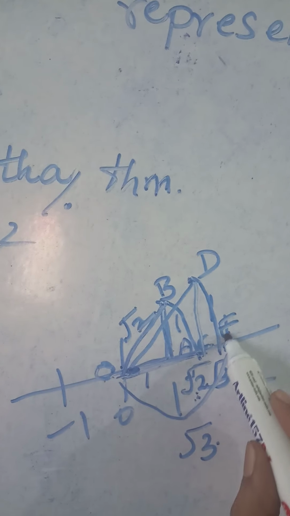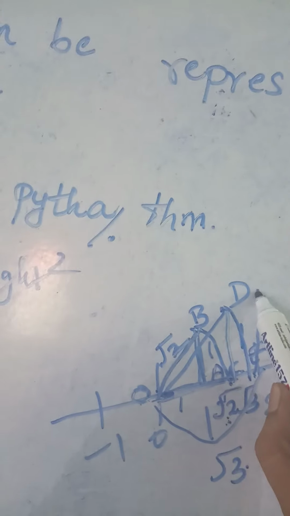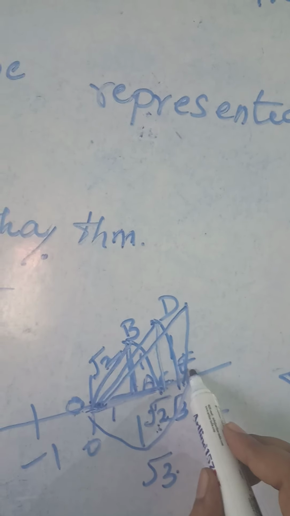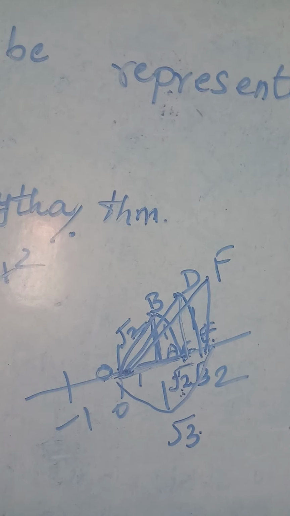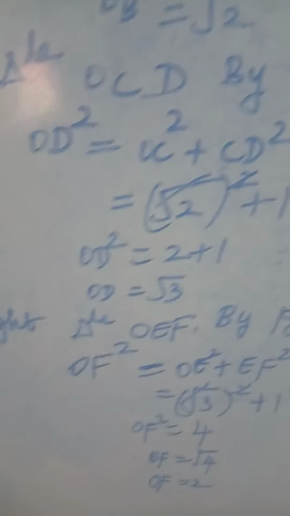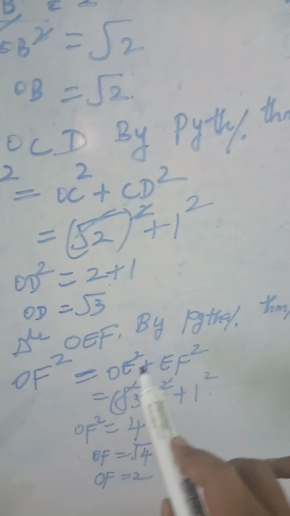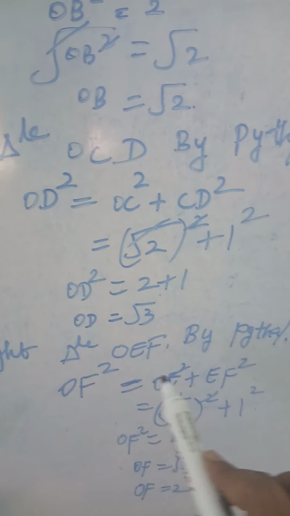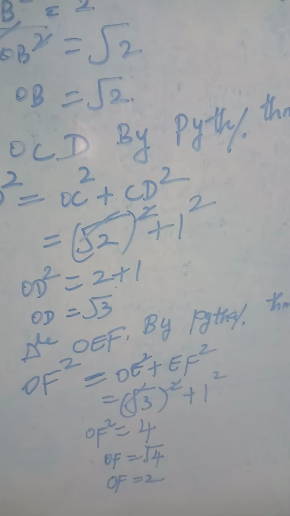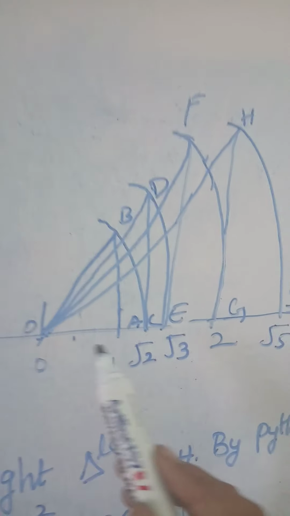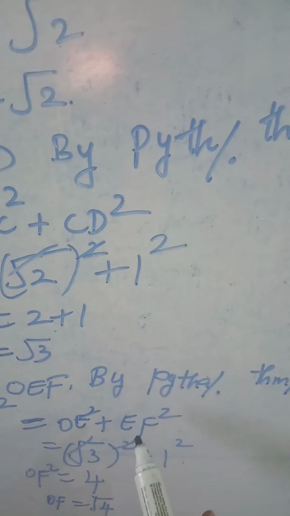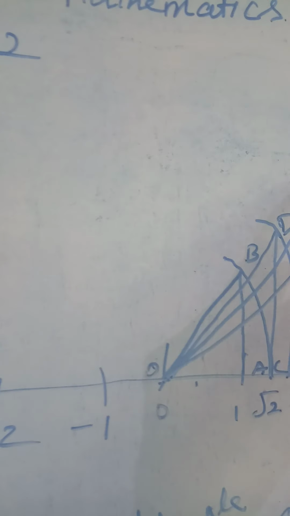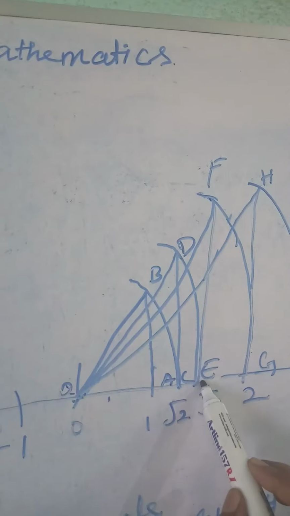Again we have to draw 1 centimeter. We need to join these. We have to give name for this one, F. Understand children? Again in right angle triangle OEF, by Pythagoras theorem, OF square is equal to OE square plus EF square. See here, OF square is equal to OE square plus EF square.